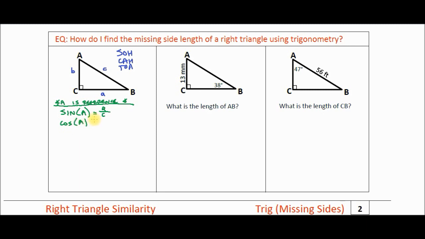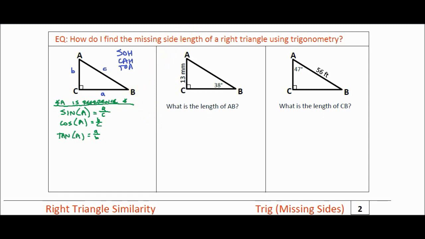Cosine of angle A is going to be equal to adjacent over hypotenuse. Adjacent to angle A is side b, or leg b. So b over the hypotenuse, b over c. And then tangent of angle A. Let's take a look at SOHCAHTOA. Tangent is opposite over adjacent. The leg opposite of angle A is small a, and the leg adjacent to angle A is small b. So tangent in this case is going to be a over b.